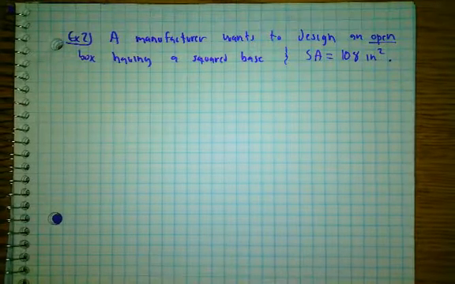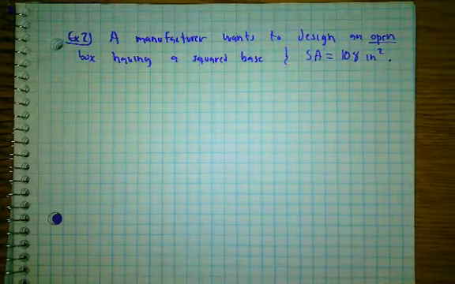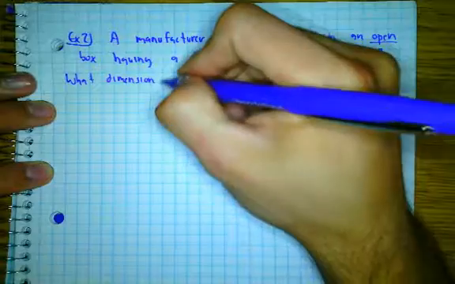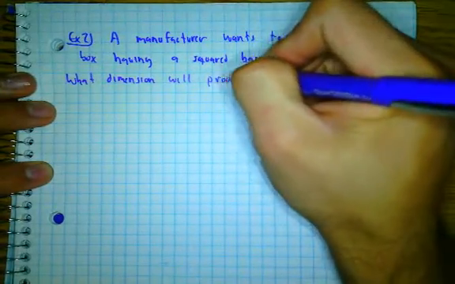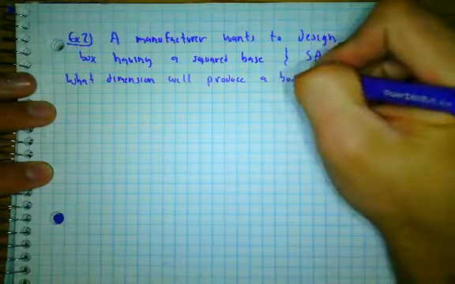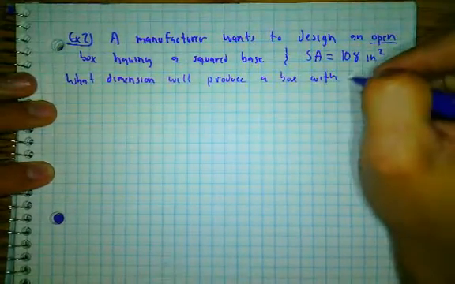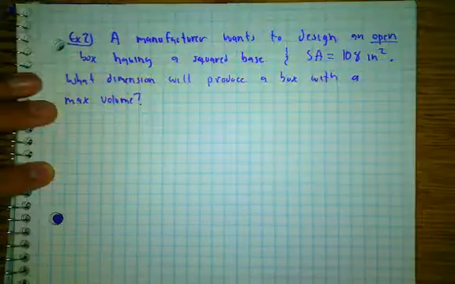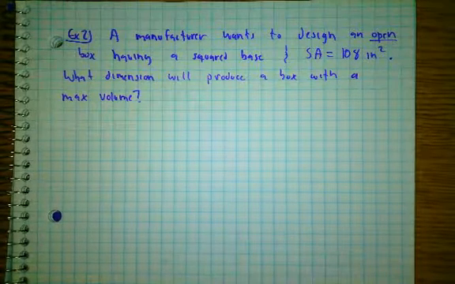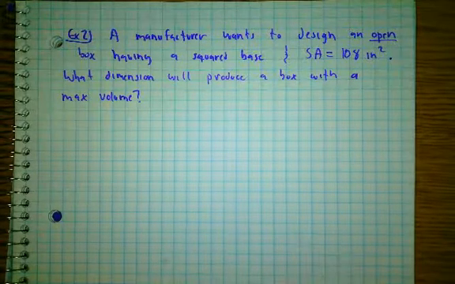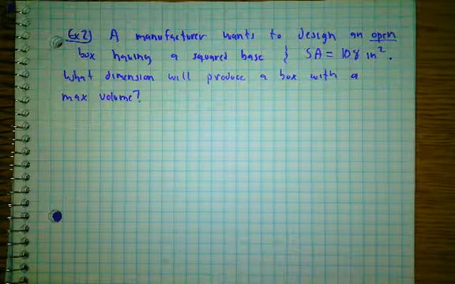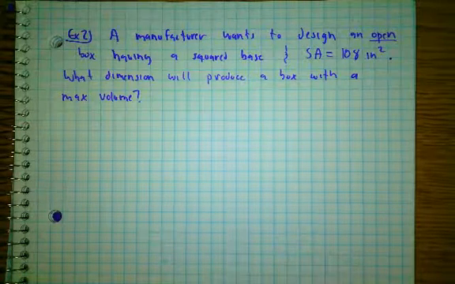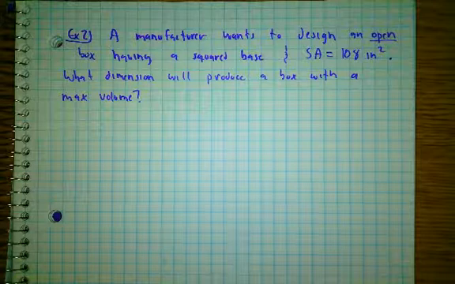What dimensions will produce a box with a maximum volume? Okay, so a manufacturer wants to design an open box having a square base and a surface area of 108 inches squared. What dimensions will produce a box with a maximum volume? This time, no equations were given to you. So you're going to have to come up with your own equations for this problem.